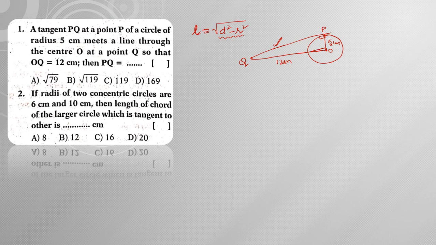Now substituting the values, what we are going to get is square root of d square, which is 12 square, minus r, which is 5 square. So which is giving me 144 minus 25, which is equal to square root of 119. So this particular length PQ is nothing but square root of 119 centimeters.